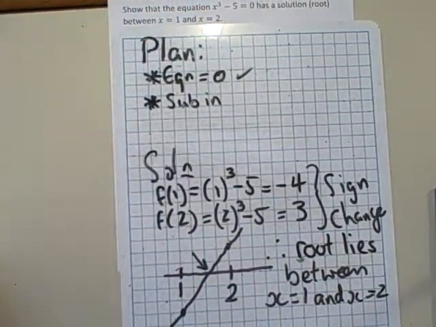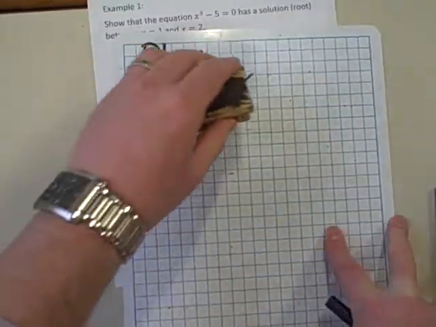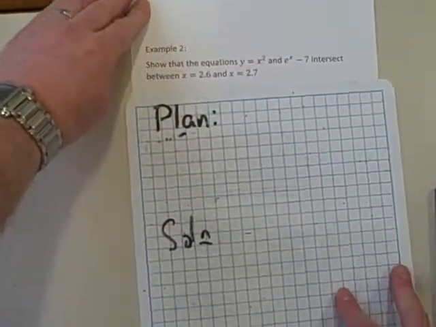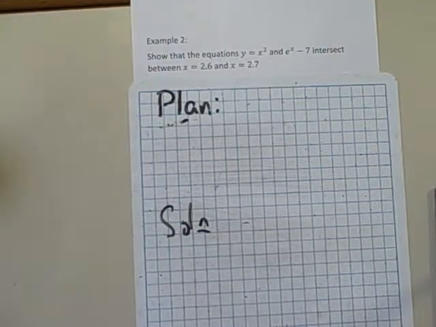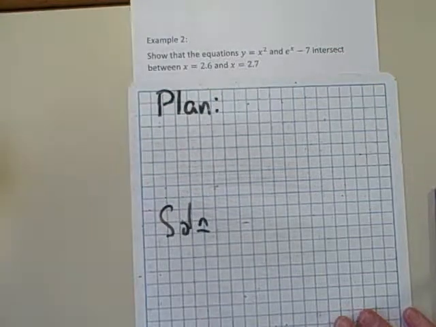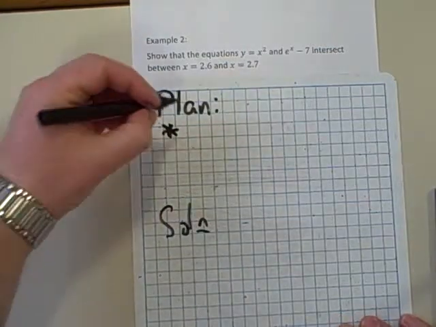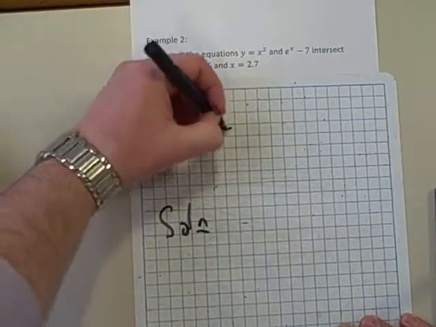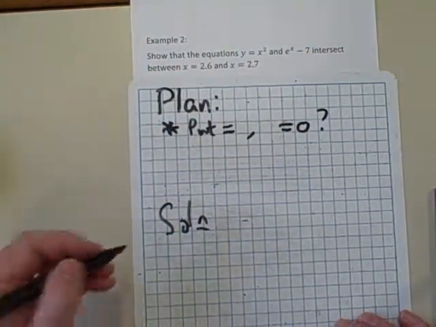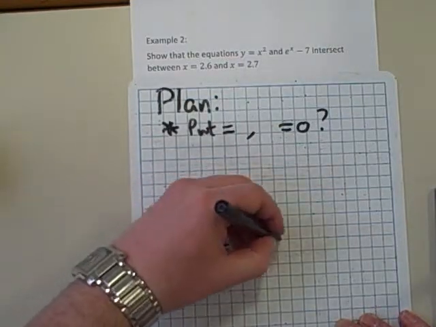Now then, we've got a second example, same idea, but it just looks slightly different for the starter. So example 2 now. It says, show that the equations y equals x squared and e to the x minus 7 intersect between x is 2.6 and x is 2.7. So the first thing we need to do, we've got to make it equal 0. So we're going to put them equal to each other. And then, is it equal 0? So in my solution, I'm going to put x squared is equal to e to the x minus 7.